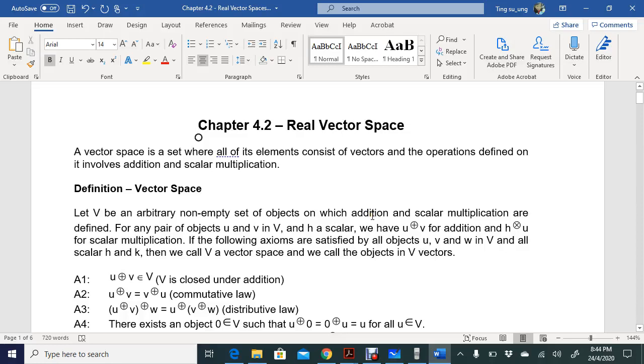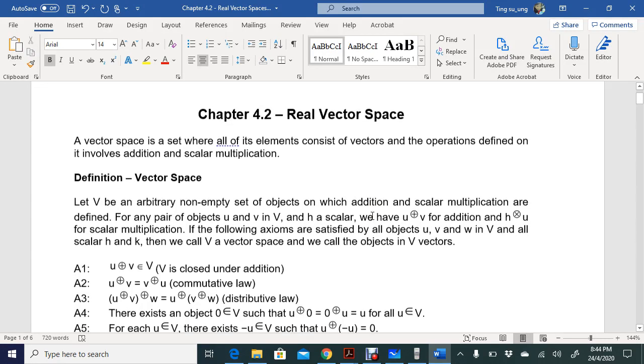Okay, chapter 4.2, real vector space. Now, this question is very common. Every semester for sure, there is one question for you to prove. Okay, so this is the definition for the vector space.